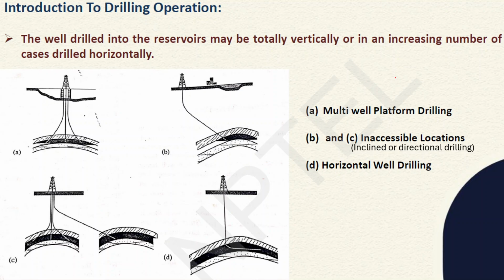The well drilled into the reservoir may be of different kinds. It can be vertical, it can be horizontal, and it can also be inclined at different angles. So we can see different types of wells. As we can see, this is multi-well platform drilling. Basically, multi-well is like different wells from a single source.